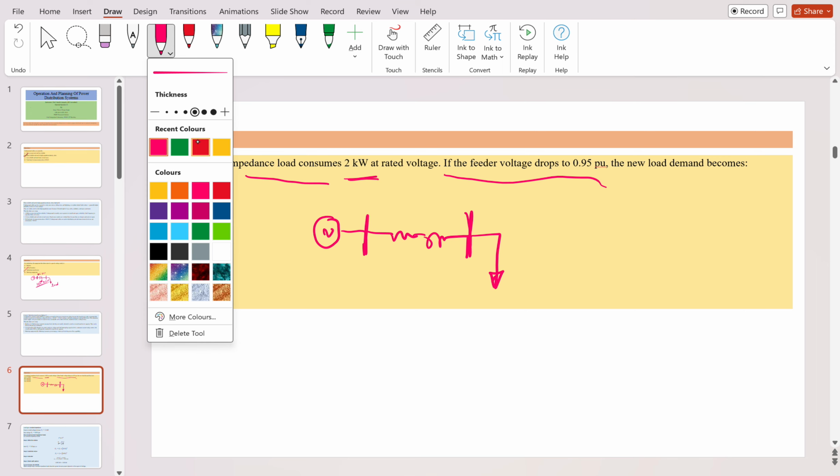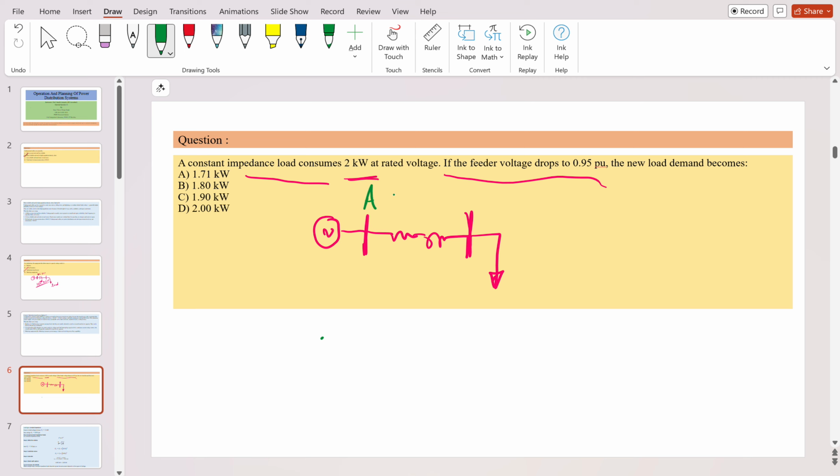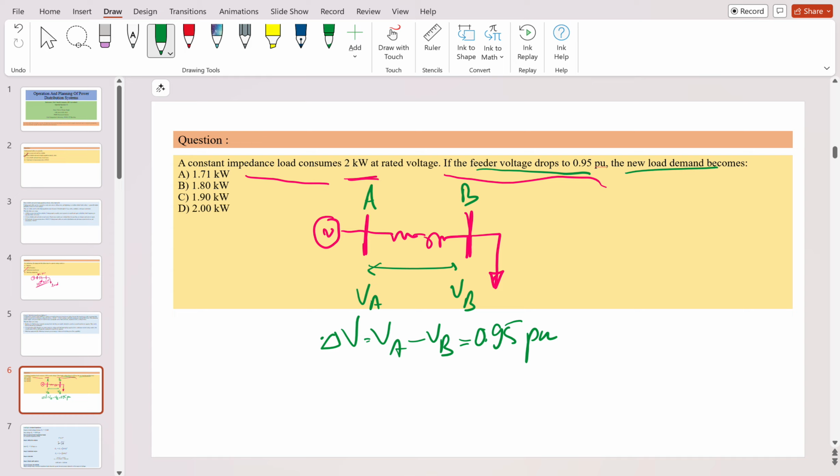I assume that this is bus A and this is bus B. If the feeder voltage drops, I consider this as a feeder, so voltage drop VA minus VB, that is delta V, is basically equal to 0.95, so this is 0.95 pu. It is asking what the new load will become when the voltage drop is like this, 0.95.